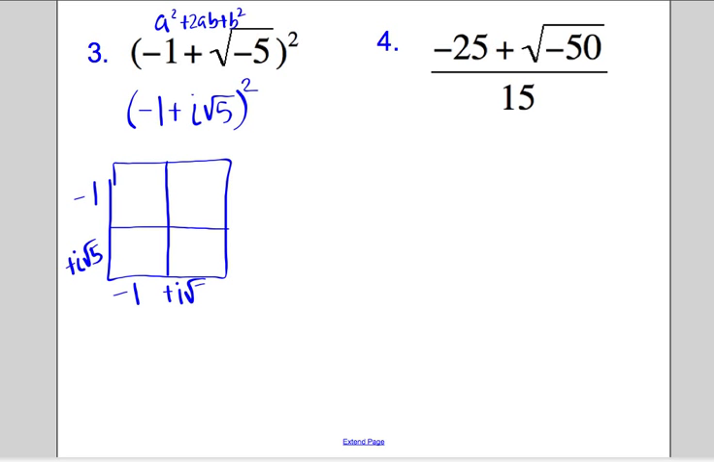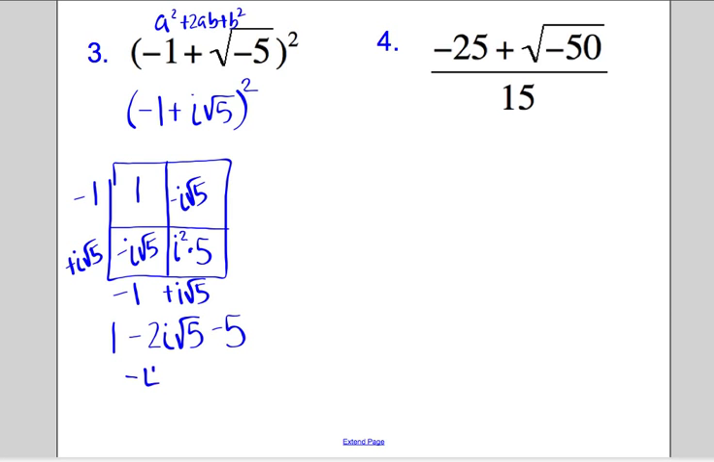Negative 1 and negative 1 is 1. Negative i root 5. Negative i root 5. Now in this case, we have to multiply i times i, which is i squared, and root 5 times root 5, which is just 5. So that becomes 5i squared. Now we know 5i squared is negative 5. So this turns out to be 1 minus 2i root 5 minus 5. And a little more combining gives me negative 4 minus 2i root 5.